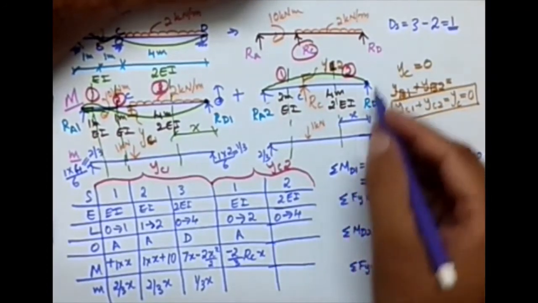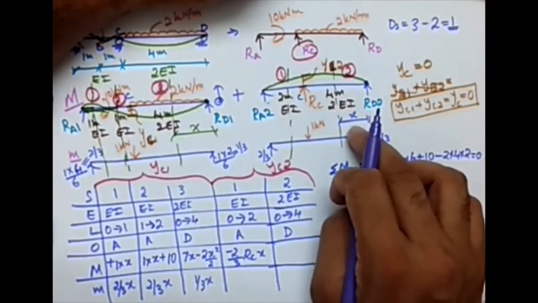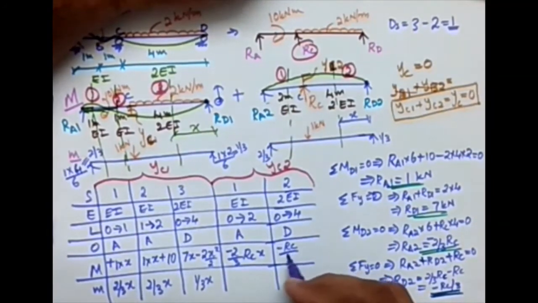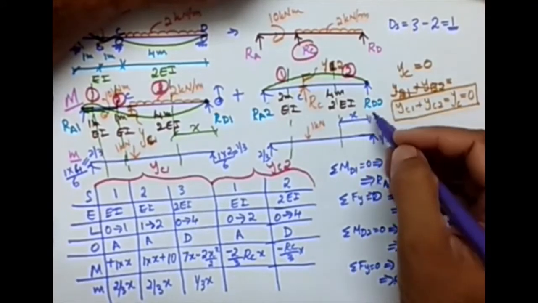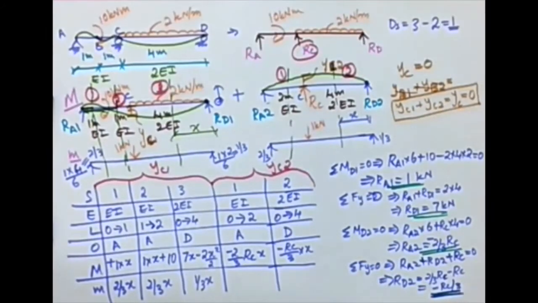And the origin I have taken as D. What is the expression? RD2 times x. What is RD2? It is minus RC by 3. So minus RC by 3 times x. So that's the expression for capital M.